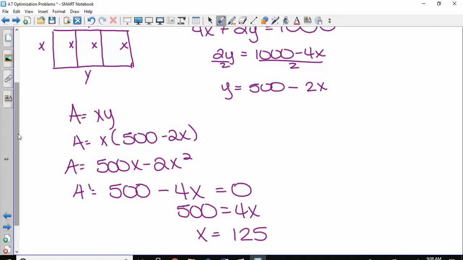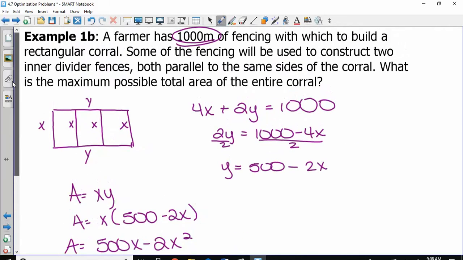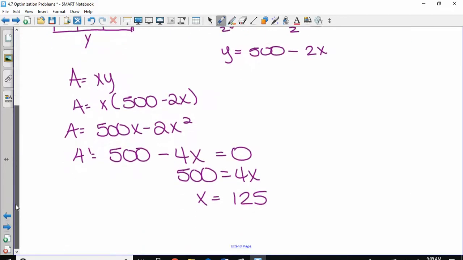So answering the question, I wanted to know what is the maximum possible total area. So I don't even care about the dimensions this time, I just need the area. You can find that different ways. You could find y and do x times y. You could even just plug your 125 in up here to our area equation.